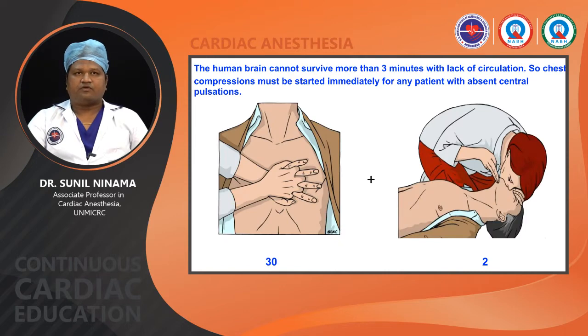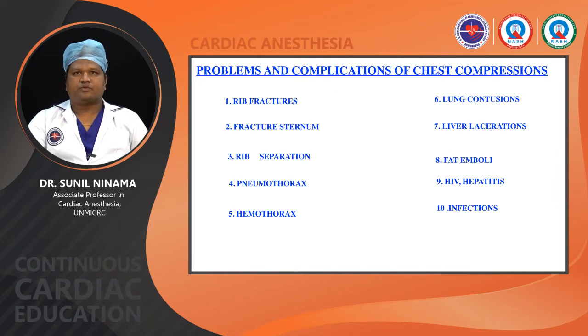Why do we start with CAB instead of ABC? The protocol changed from ABC to CAB in the recent guidelines because the human brain cannot survive more than 3 minutes with a lack of circulation. So chest compression must be started immediately or as early as possible. The complications of chest compressions are rib fracture, fracture of the sternum, rib separation, pneumothorax, hemothorax, lung contusion, liver laceration, fat emboli or infection.